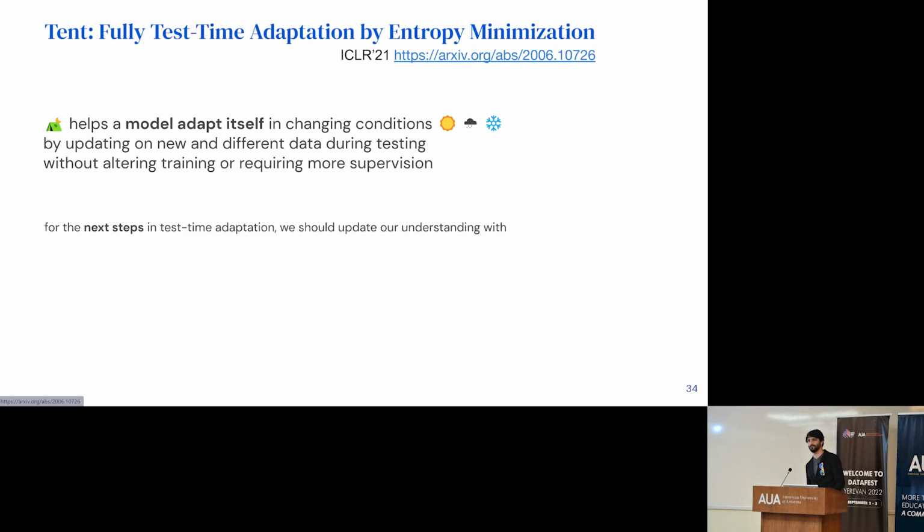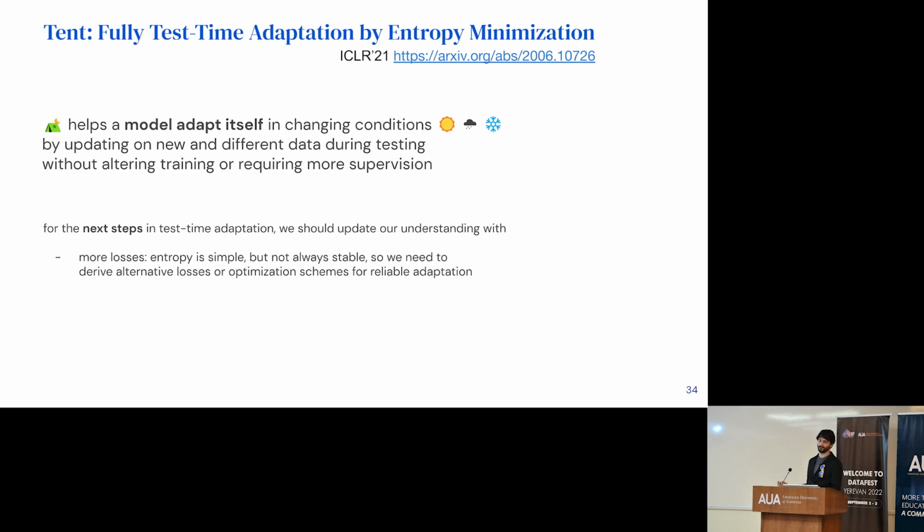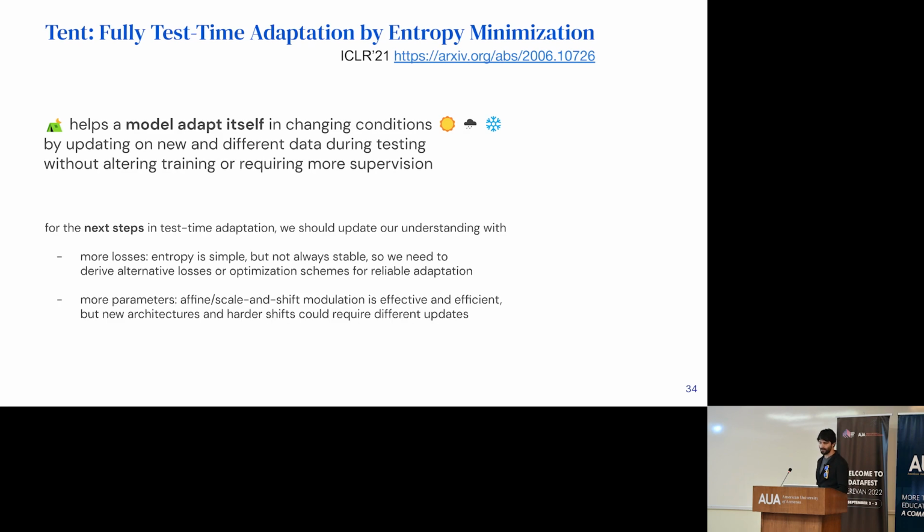So to summarize, Tent can help adapt in these different settings, but there are many next steps to take. We can update not just our models, but our own understanding by exploring more losses. Entropy is a very simple loss, but it isn't always stable. There could be shifts where it converges to something that isn't an improvement. So we might need alternative losses or ways to optimize that would be even more reliable. And as I showed, there are more parameters to choose. We focused on these scales and shifts with some updates that were using more parameters, but different architectures might need different choices. Like large vision transformers perhaps need a different way to adapt.